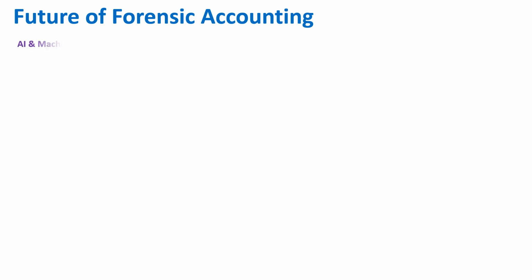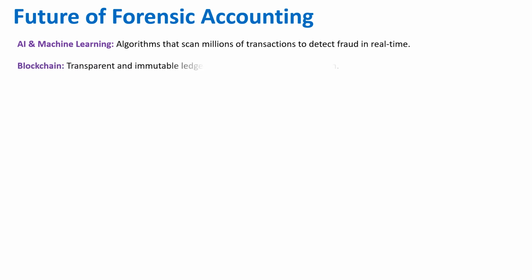Future of forensic accounting. AI and machine learning. Algorithms that scan millions of transactions to detect fraud in real time. So nowadays, the forensic auditor need not get into different transactions and try to find out where could be a chance of fraud. AI and machine learning take all the algorithms and find out if there are any unusual transactions, and it puts those transactions on the screen, and the auditors look into those transactions and do a deep dive to find if there is any concern in those transactions.